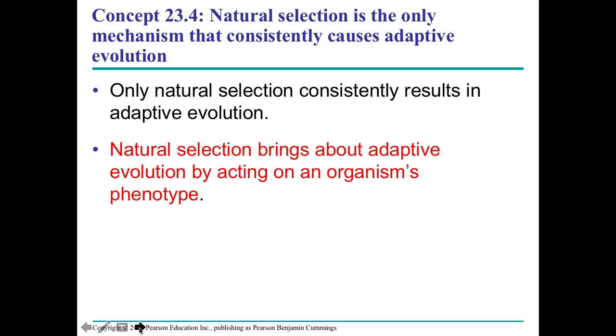Okay, so we're going to move on to concept 23.4, and we're going to talk some more about natural selection. Natural selection is pretty much the only thing that results in adaptive evolution, so evolution caused from adapting to your environment. Natural selection brings about these changes to populations by acting on phenotypes. So natural selection acts on phenotypes. It acts on things that we can see or talk about.